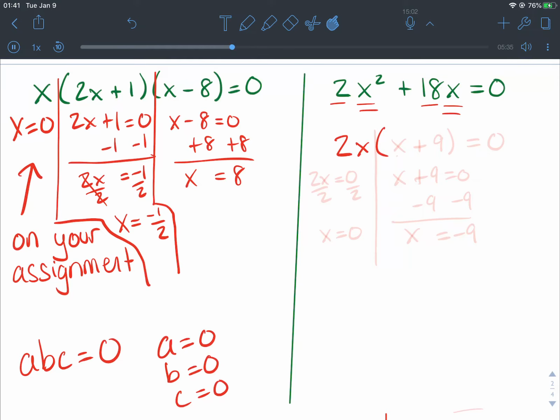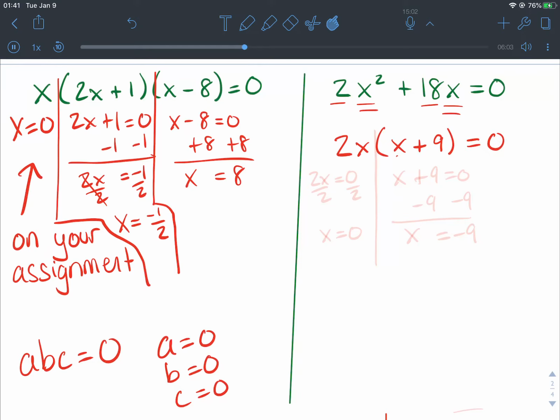So as we said in the previous lesson, we're doing the opposite of the distributive property. So if we remove 2x, 2x times what number is going to give us 2x squared? And the answer is x. 2x times x will give us that 2x squared. And then 2x plus what will give us 18x? And the answer is 9.